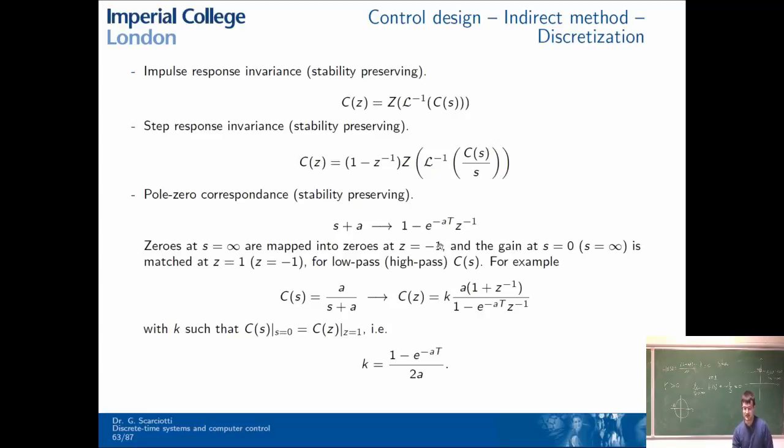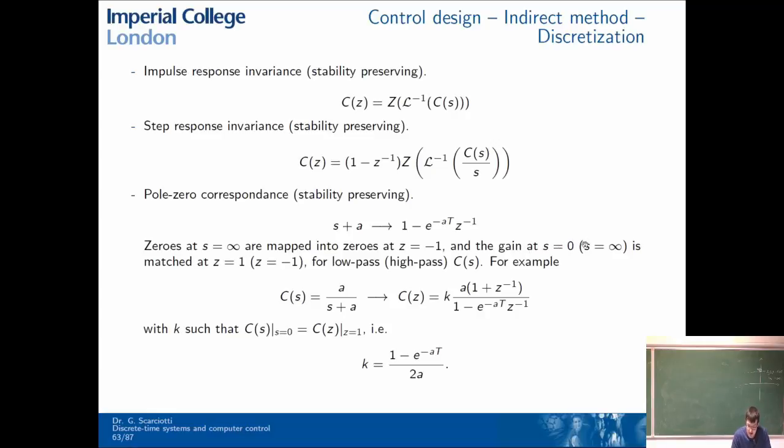What does it mean? It means that if our controller has a relative degree that is different from 0, then when we are mapping using the pole zero correspondence, we also have to add a number of zeros in our controller corresponding to the zeros at infinity, so r zeros at z equal to -1. Finally, the last characteristic that we want to preserve is the gain. The gain depends on whether we are considering the gain at s equal to 0, so for constant signals, or the gain for s equal to infinity, so for high frequencies.